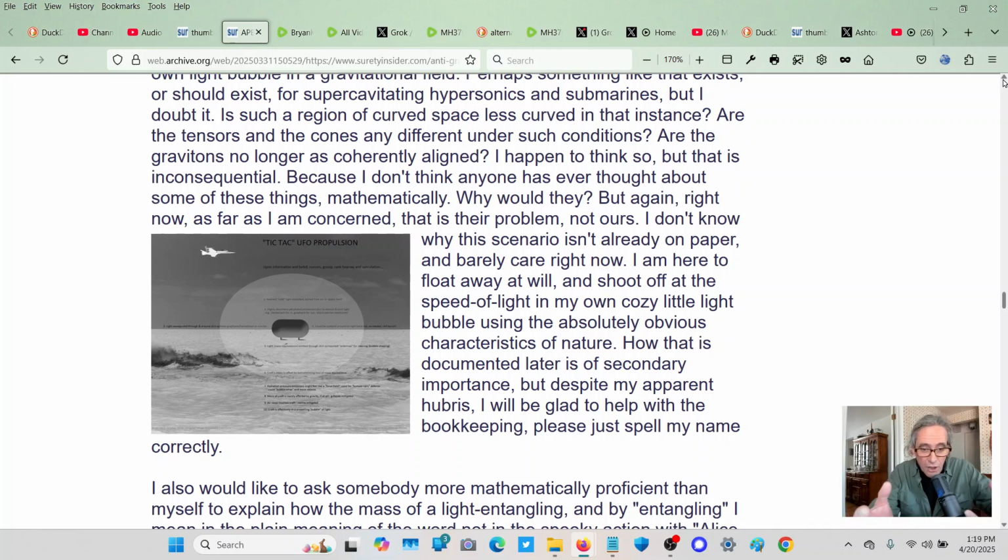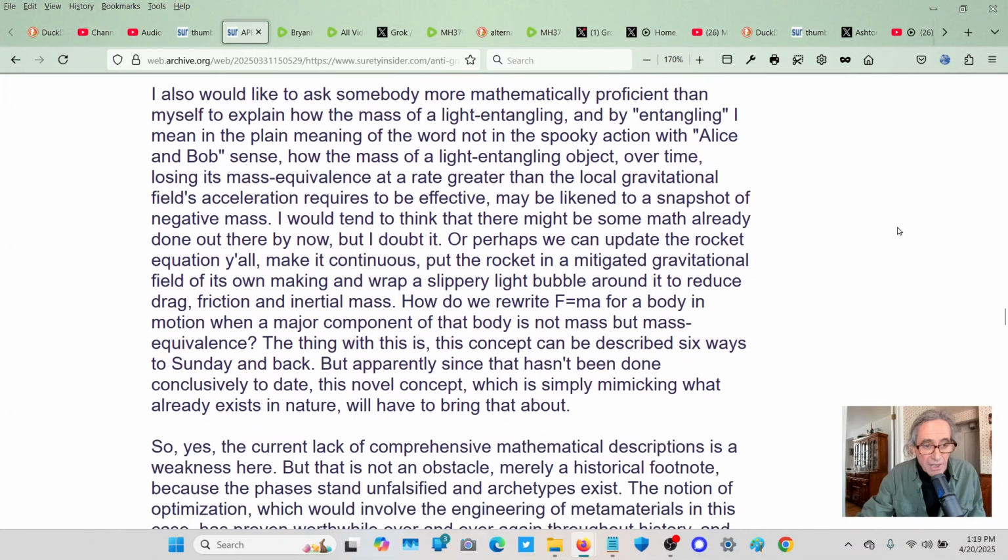I am here to float away at will, and shoot off at the speed of light in my own cozy little light bubble, using the absolutely obvious characteristics of nature. How that is documented later is of secondary importance. But despite my apparent hubris, I will be glad to help with the bookkeeping. Please just spell my name correctly. With a Y.